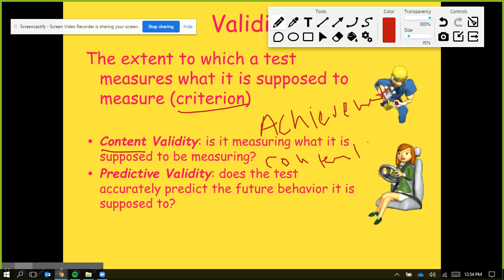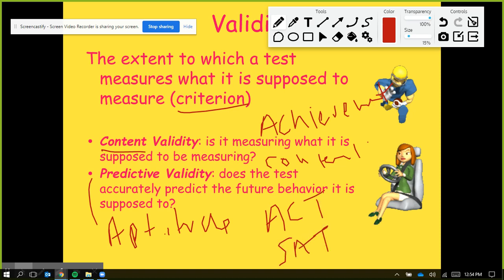And then there's what's called predictive validity, which is if it is an aptitude test, is it accurately predicting future behavior? The NFL Combine is supposed to predict how well somebody will do in the NFL. It doesn't really have a high rate of validity. The two biggest tests for predictive validity are the ACT and the SAT. What are they supposed to be able to predict?